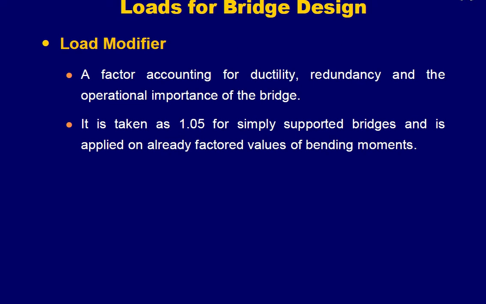Now coming to the load modifier, a factor accounting for ductility, redundancy, and the operational importance of the bridge. It is taken as 1.05 for simply supported bridges and is applied on already factored values of bending moments. Okay, so once you get the factored bending moment, you multiply it with 1.05 for simply supported bridges to account for the ductility and redundancy and the operational importance of the bridge. So it is just extra care and extra caution you are taking in terms of bridge importance. That's it.